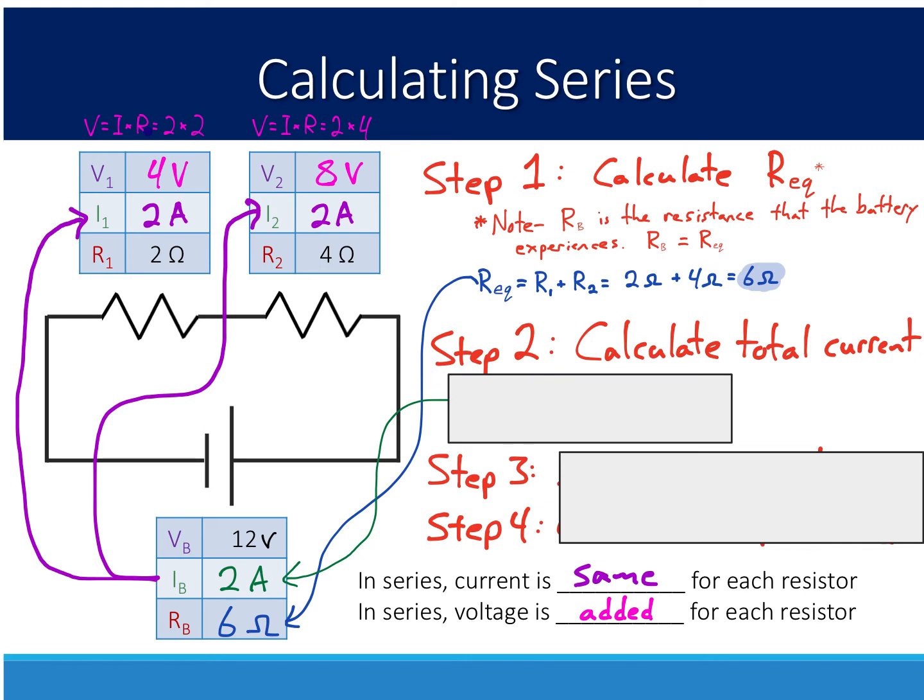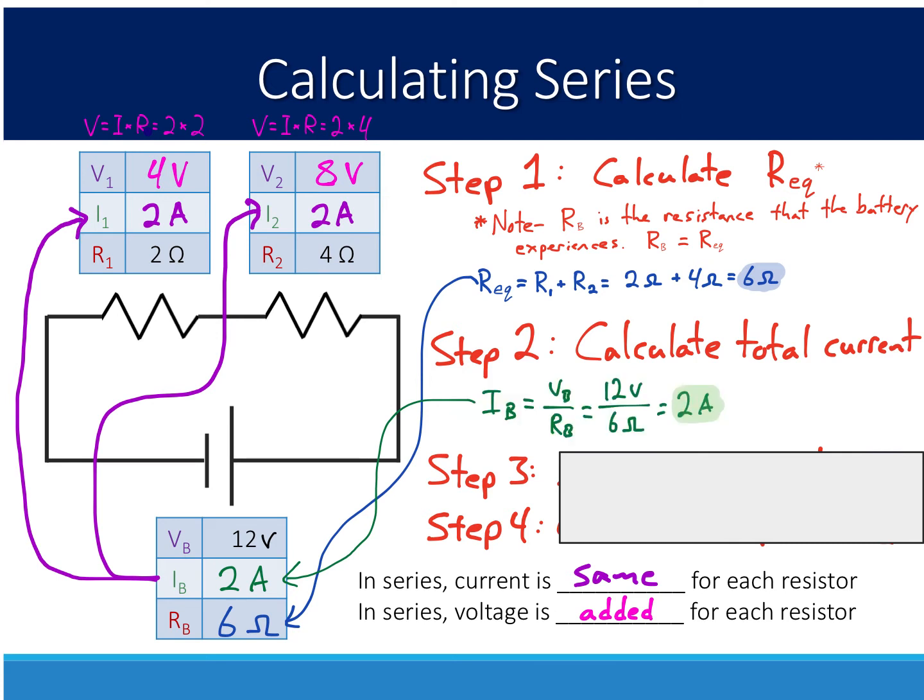Sometimes we say R sub B. It's how much resistance the battery is going to experience in that circuit. For series, I can simply add the resistors together, so I'm going to get a total resistance of 6 ohms. So I'll put that down here in the chart for the battery, 6 ohms of resistance. My next step is going to be finding out what the current is. If this is a 12-volt battery, they might tell me that in the problem, that divided by 6 ohms of equivalent resistance gives me 2 amps. So that means there's 2 amps of current flowing through this circuit.